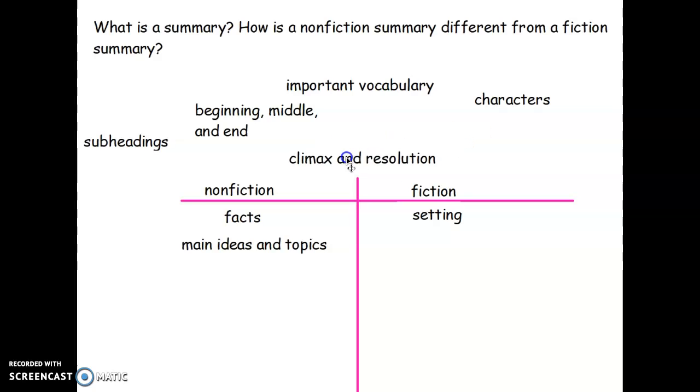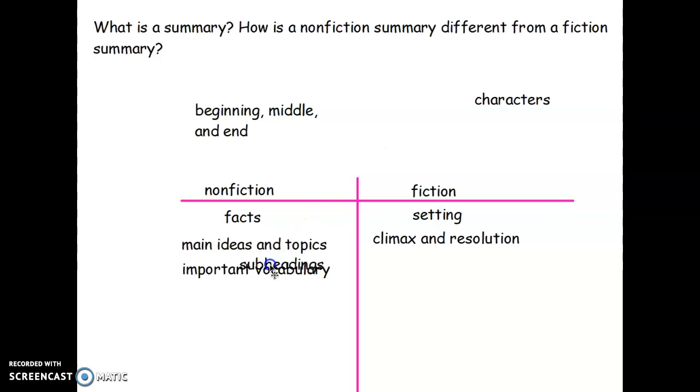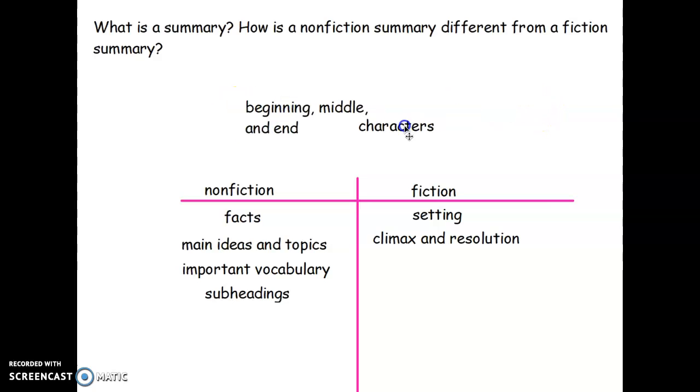Climax and resolution. That would be a fiction summary. Important vocabulary. That would be in a nonfiction summary. Now, you will find important vocabulary in fiction as well, but when you're focused on writing that summary, it's more valuable in a nonfiction summary. What about subheadings? That's going to be in the nonfiction summary, and those subheadings are really going to help you figure out where to pull information from.